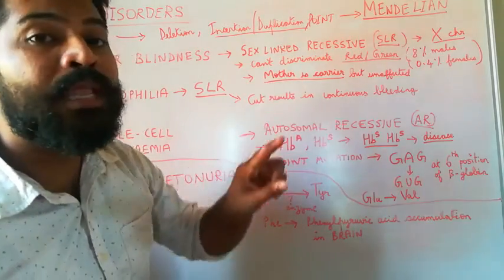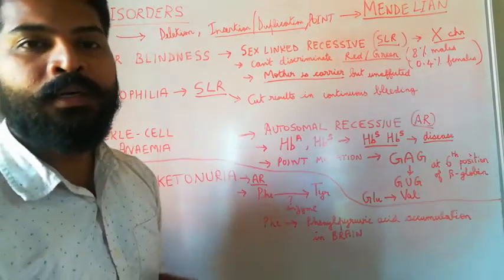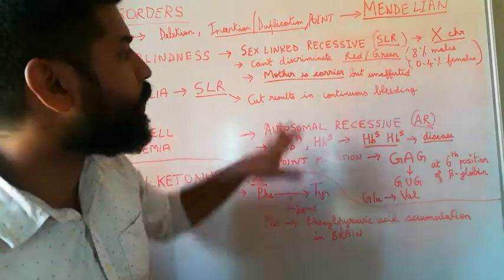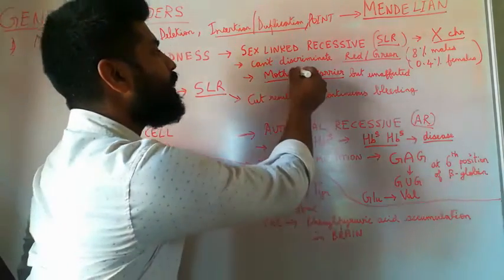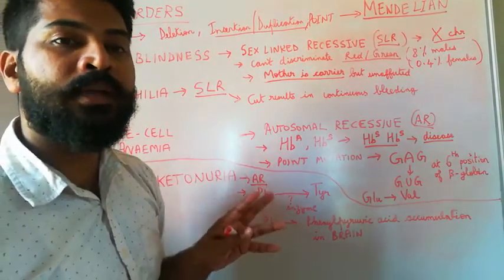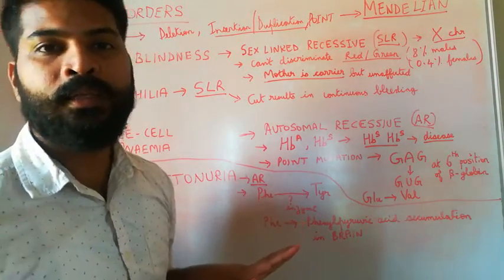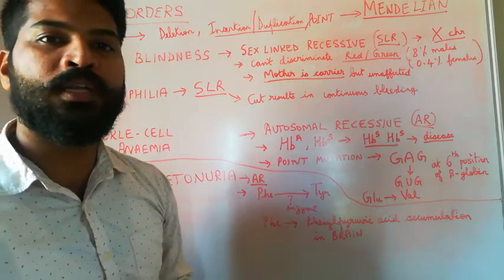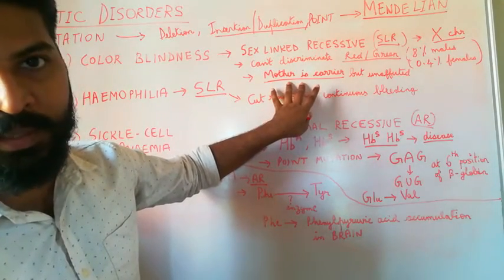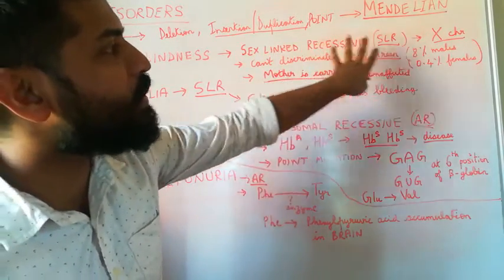But since males have only one X chromosome, if they have inherited this X chromosome from the mother, 50% sons will have color blindness. Therefore, mothers are only carriers, but they are unaffected. For a female to be color blind, the chance is that both the mother has to be a carrier and the father should be color blind. In that condition, the daughters can be color blind, or else the mother is only carrier, but they are unaffected. That is, they are in the heterozygous condition. This is an example for a sex-linked recessive disorder.